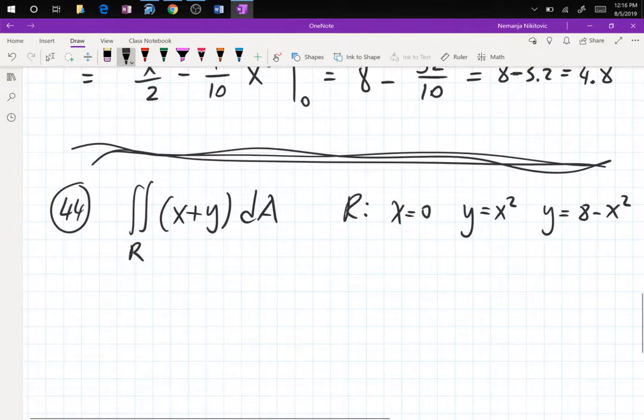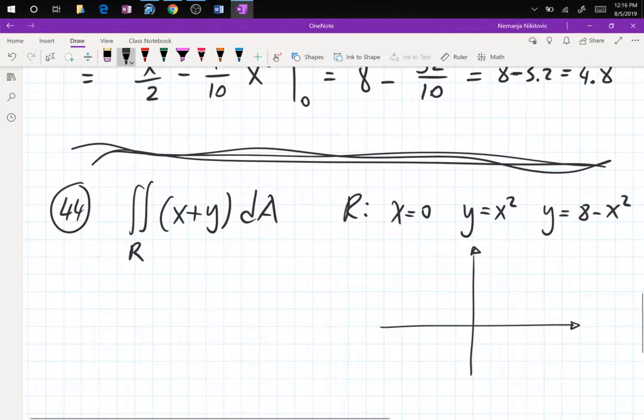Okay. So, as always, the first thing you have to do without thinking is to draw the domain. Nothing can be done here without the domain, because the domain will tell you what to put in limits.